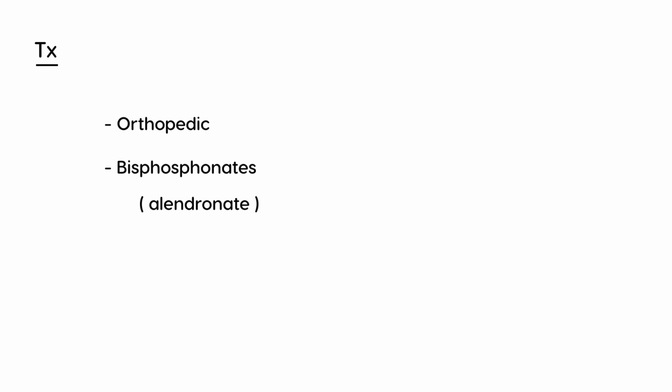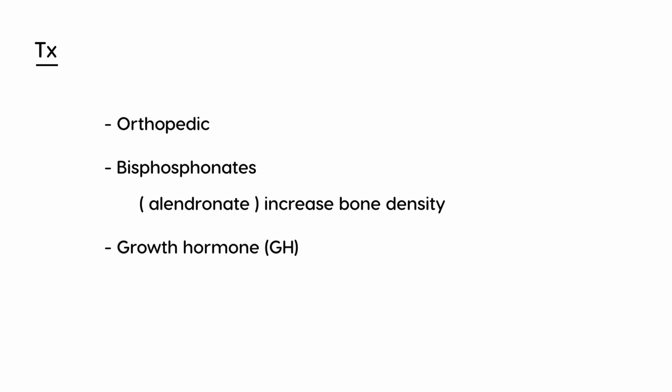Treatment. Well, the mainstay of treatment is really orthopedic, treating the fractures. It's ongoing and just devastating to the child. But there are two things that you can do to help. The first one is bisphosphonates, which include alendronate. What these medications do is help increase the bone density, and when you increase the bone density, that can help decrease the fracture frequency. One other medication that sometimes they use is growth hormone, and growth hormone can help elongate the bones when necessary.